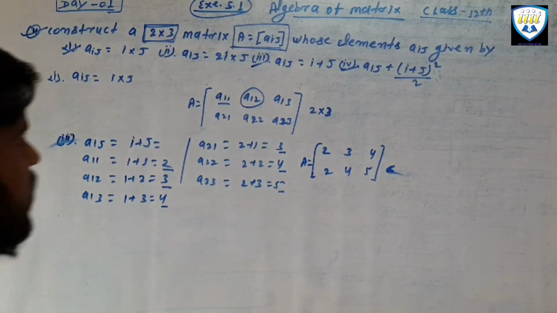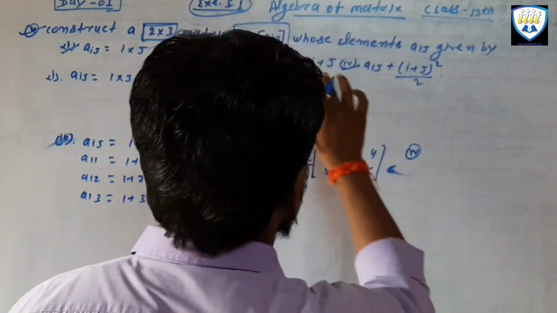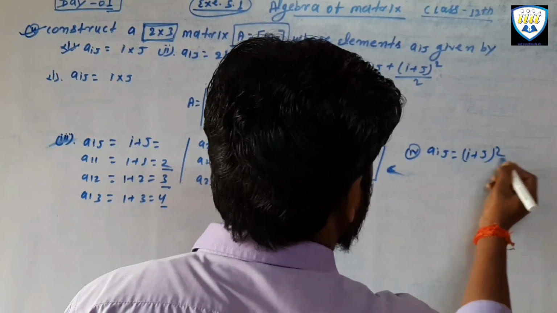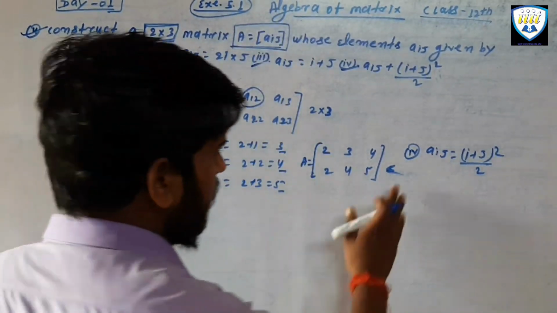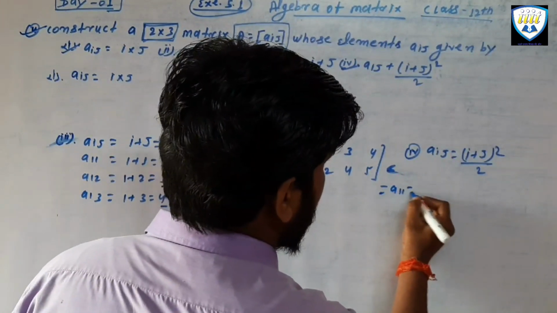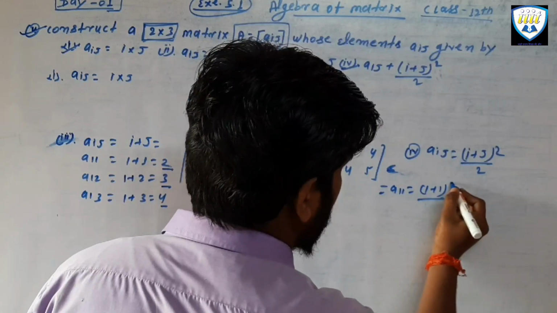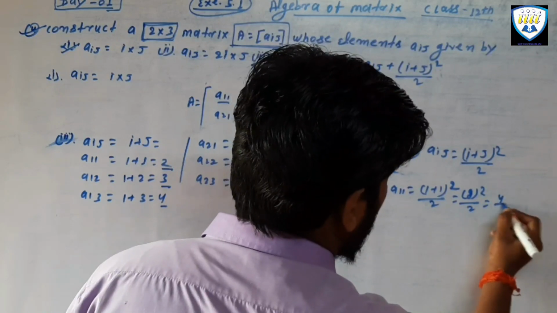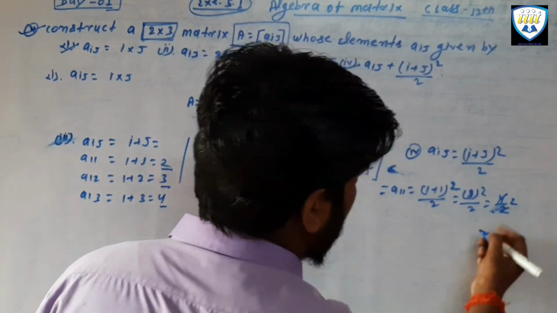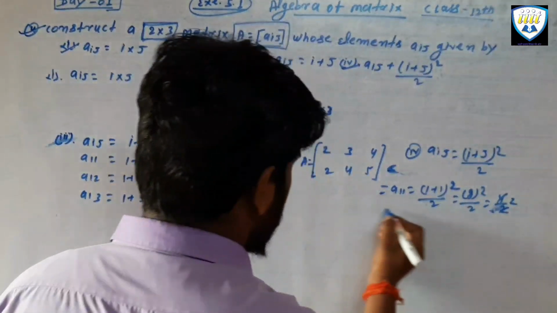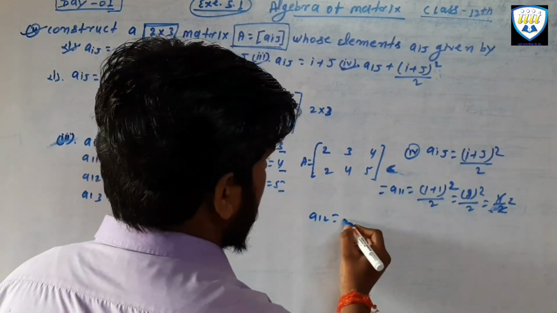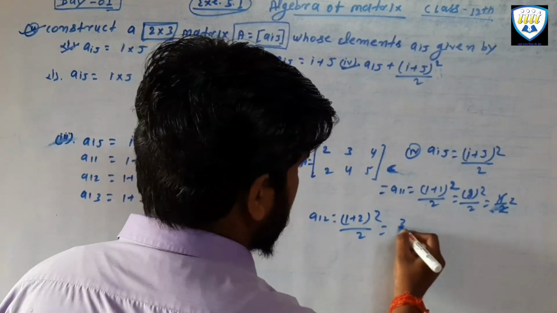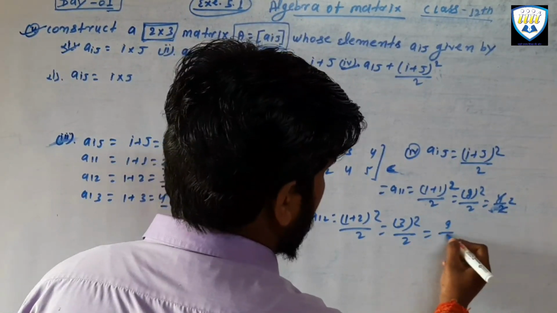And 4. Aij equals (i plus j) whole square upon 2. A11 equals (1 plus 1) square upon 2, (1 plus 1) is 2, square, upon 2, 4 upon 2, equals 2. And A12 is (1 plus 2) square upon 2 equals 3 square upon 2, 9 upon 2.